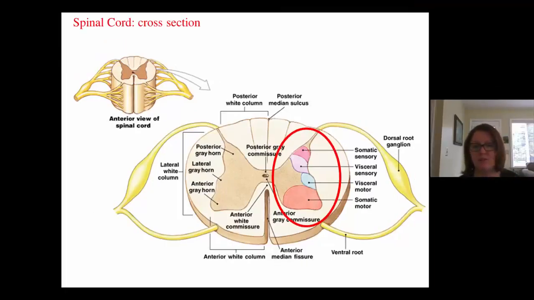And if you're having a hard time distinguishing posterior and anterior, here's a couple tricks. The dorsal root ganglion is only found on the dorsal side, and the anterior median fissure, a really big crack, is only found on the anterior side. So those are a couple of things to help you orient yourself in terms of anterior and posterior.